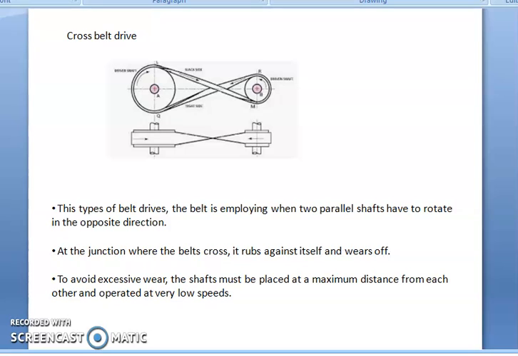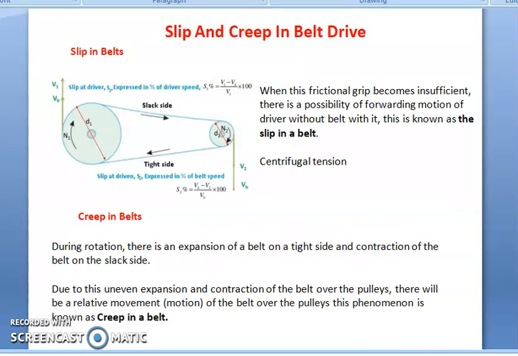Whereas in the case of cross belt drive, the belt is employed when two parallel shafts have to rotate in opposite directions. At the junction where the belt crosses, it rubs against itself and wears off. So to avoid excessive wear, the shafts must be placed at a maximum distance from each other and operated at very low speed. The undesirable behavior of flat belt drives are slip and creep in the belt drives.